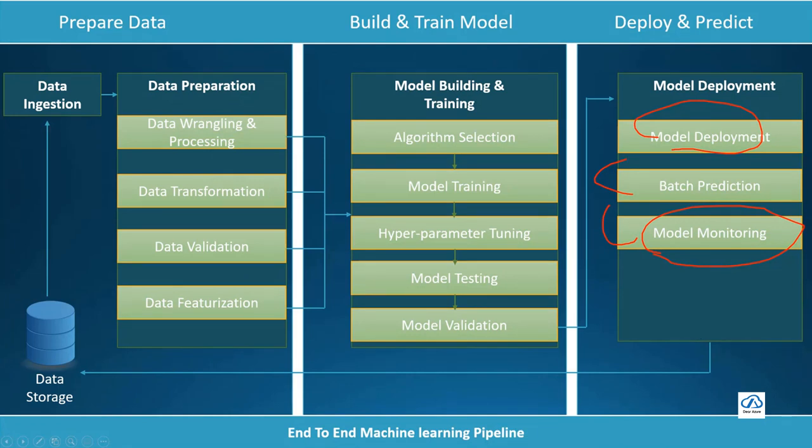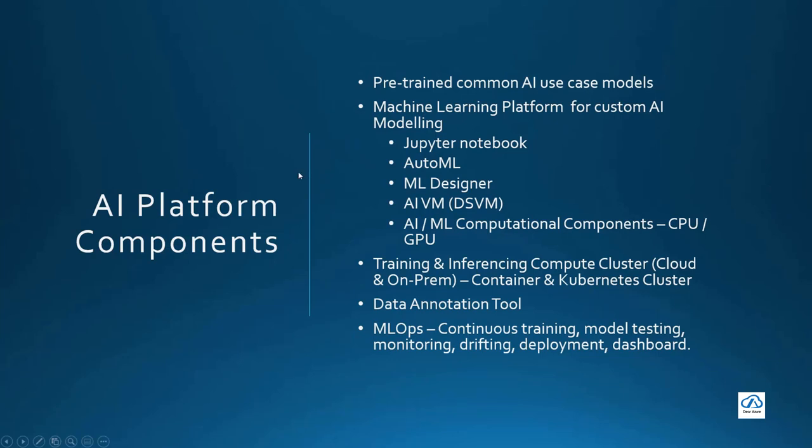Now, from a platform point of view, to design the architecture, what are the things you need for AI platform components? As we mentioned at the beginning, you are not going to have data for everything. You need some common use cases with pre-trained models. So your platform needs to provide pre-trained common AI use cases, like cognitive services. The platform you design for your enterprise should have a machine learning custom AI modeling option through Jupyter Notebook, because data scientists use it a lot.